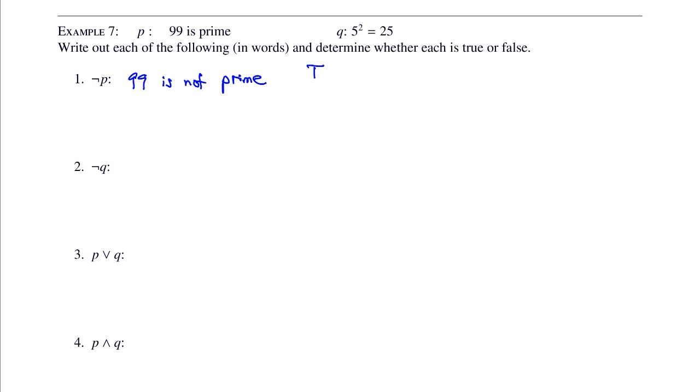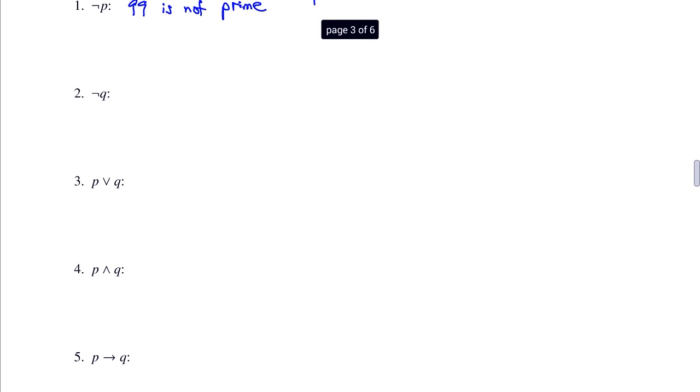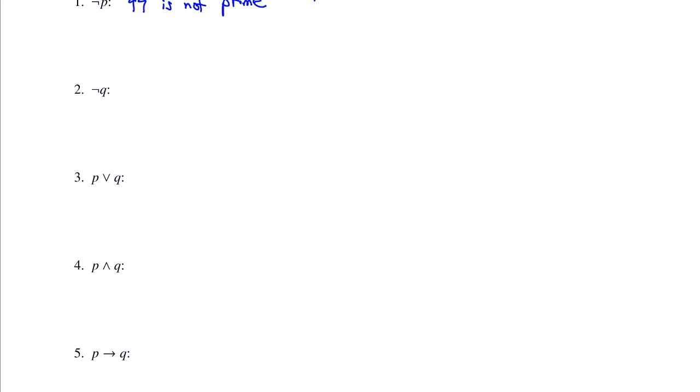All right, let's check. Okay, number 2 is not Q. The Q statement was 5 squared equals 25. So not Q would be 5 squared is not equal to 25. Right? You can either use the symbol or you can write it out in words. Whatever you want. And the truth value of not Q is what? That is false. Because 5 squared is 25.